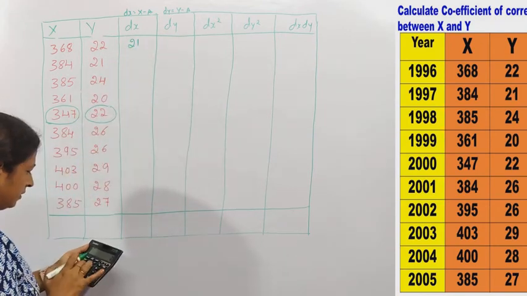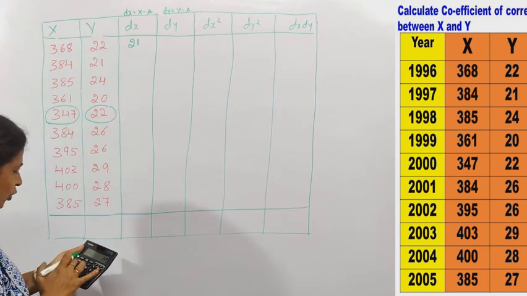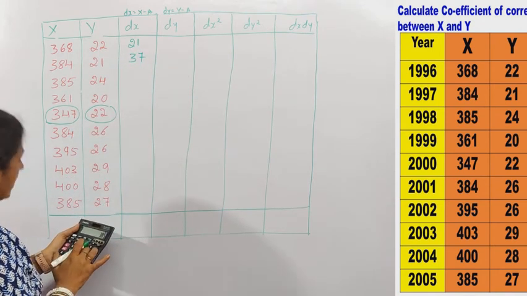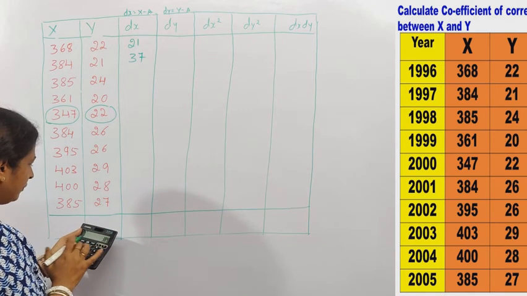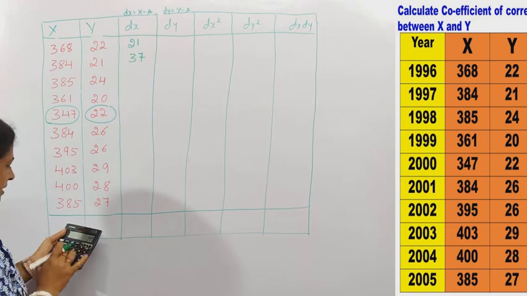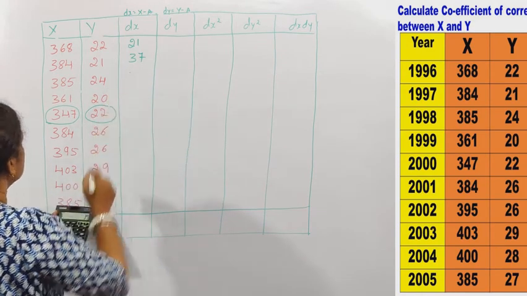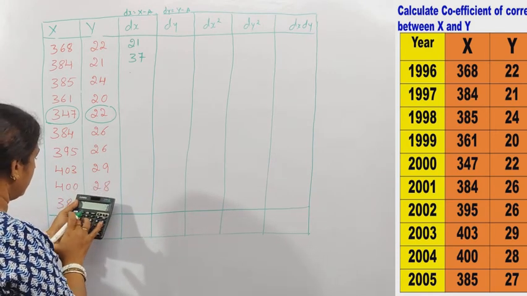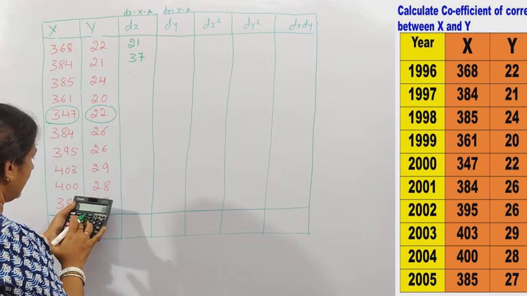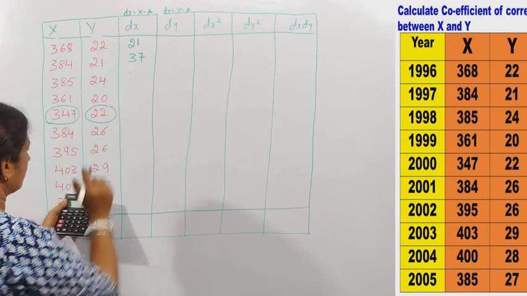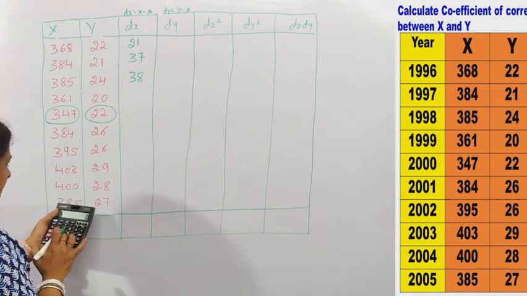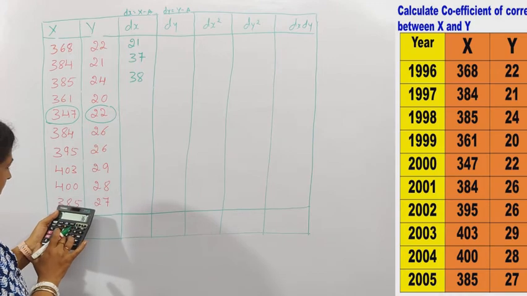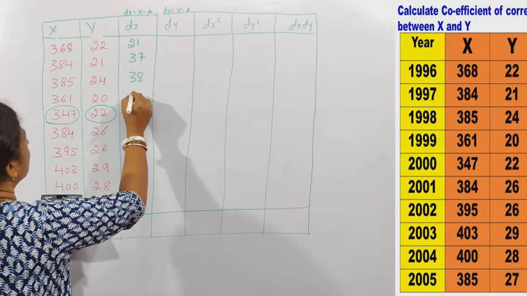Next, 384 minus 347 is equal to 37. 385 minus 347 is equal to 38. Then 361 minus 347 is equal to 14.